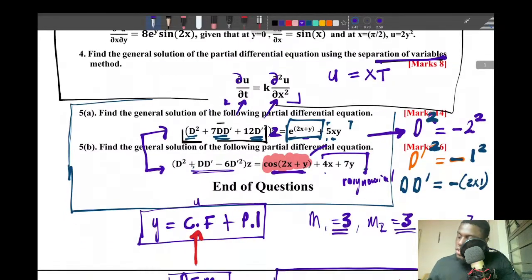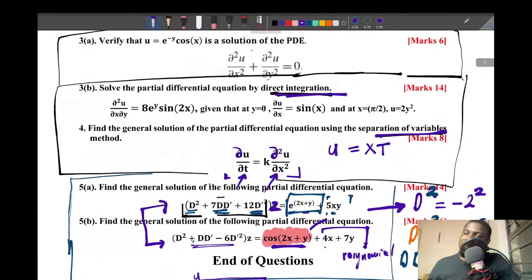So here, we just do it. So let's put the partial derivative. It's simple. This one is very short. You can even look at the marks. It's only 8 marks.